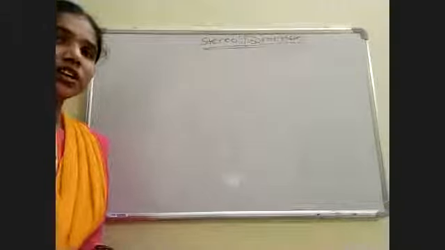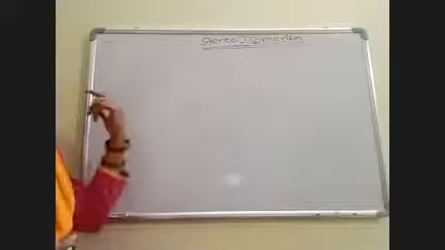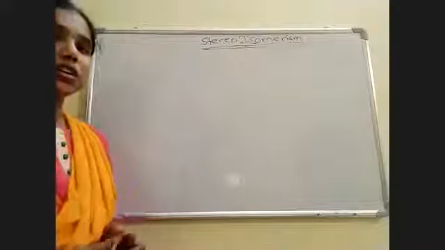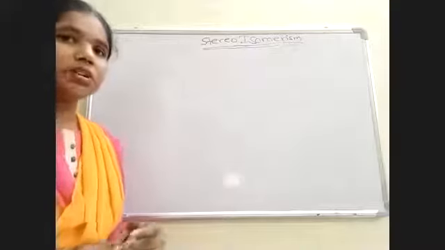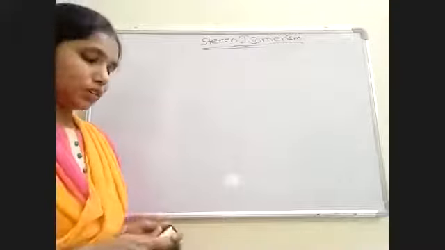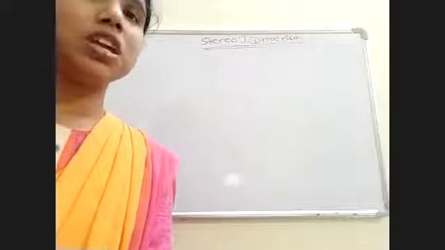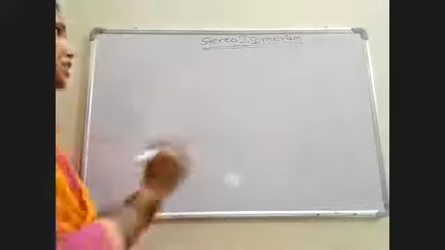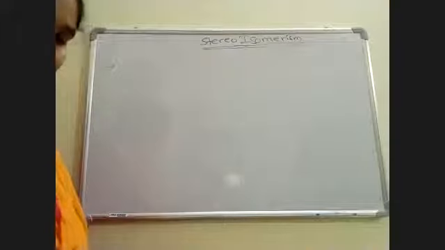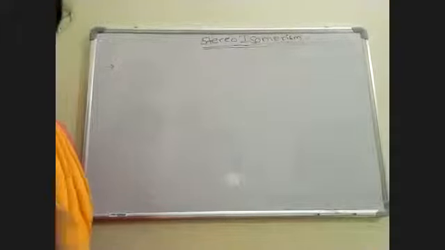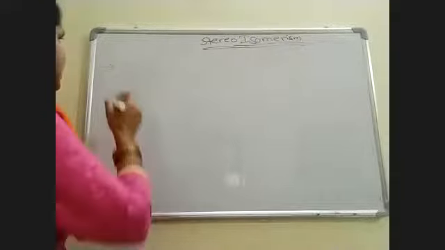Good morning, students. Today we are going to learn our new chapter, that is stereoisomerism. Stereoisomers are the isomers which are having different arrangement of atoms or groups in a space. So what is stereoisomers? Stereoisomers definition I am telling. Please listen carefully.